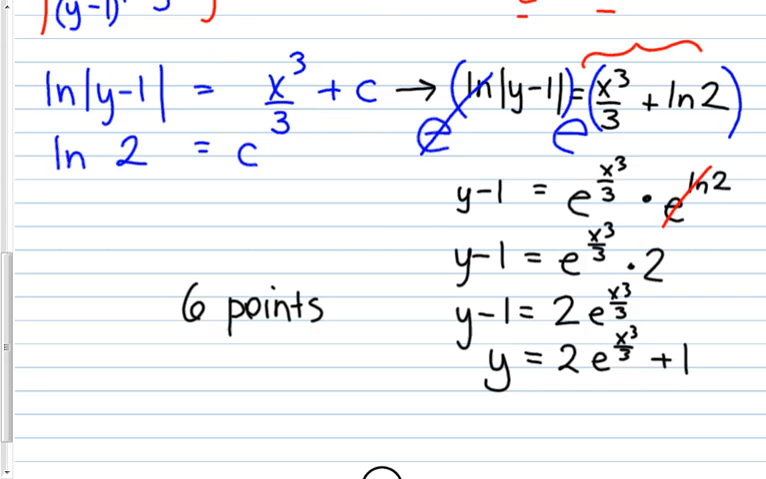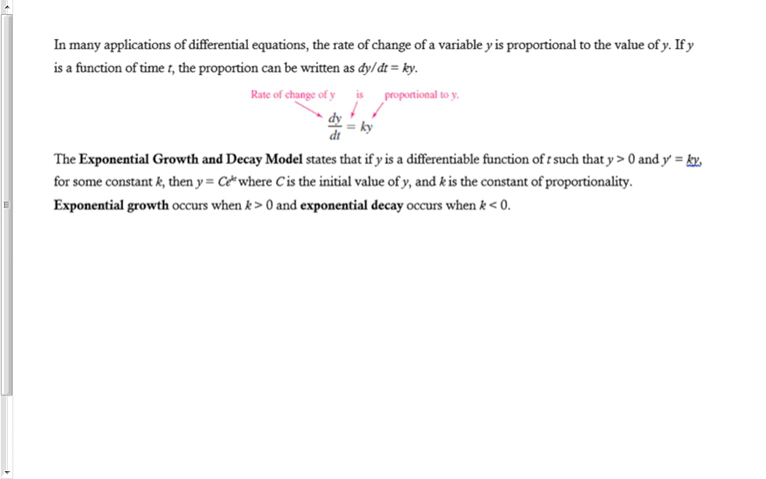Okay, the next part has to do with the actual exponential growth and decay part. In many applications of differential equations, the rate of change of a variable y is proportional to the value of y. If y is a function of time, the proportion can be written as dy/dt equals k times y. Okay, so you will see many problems with this.